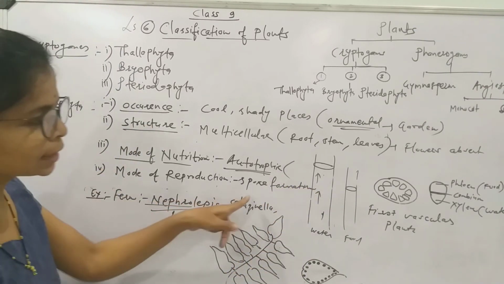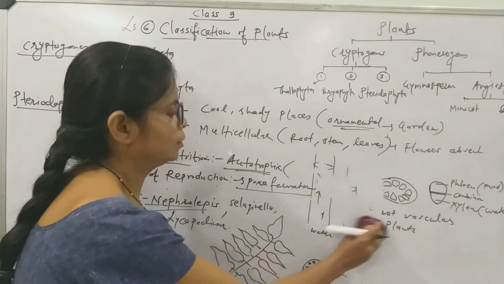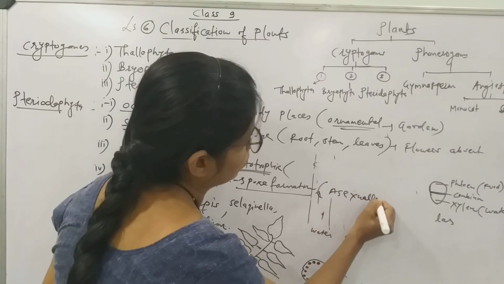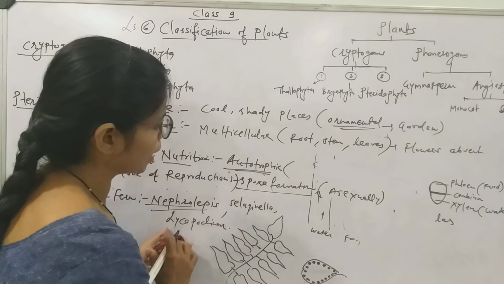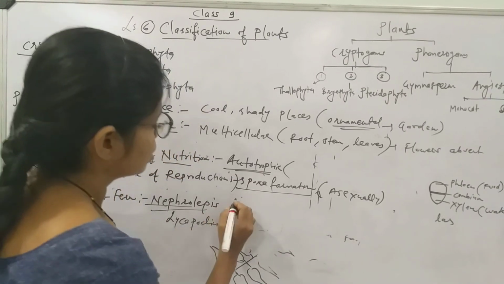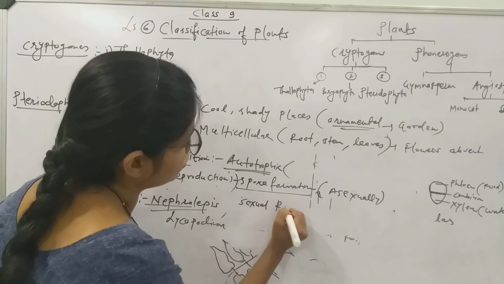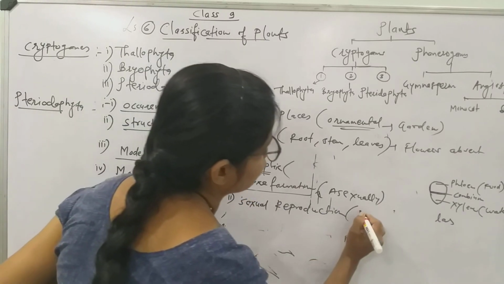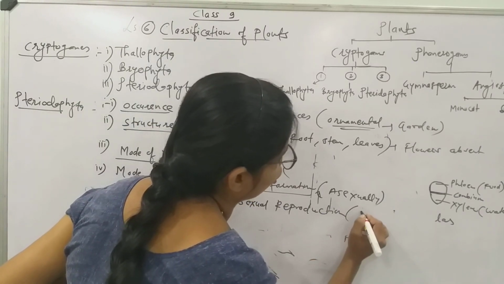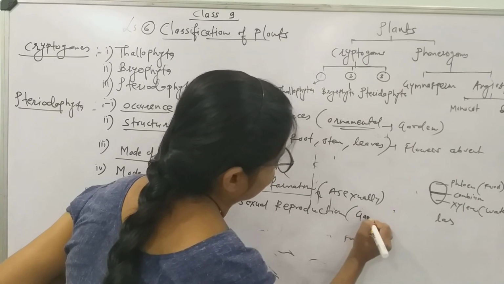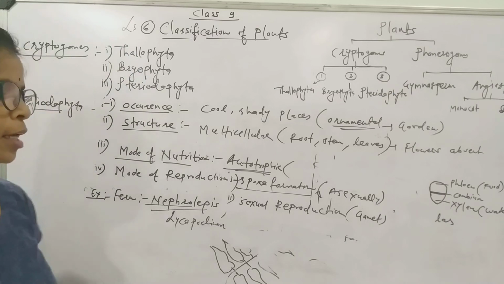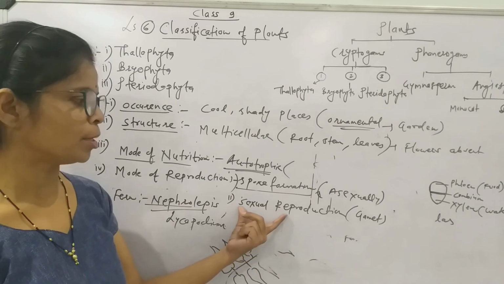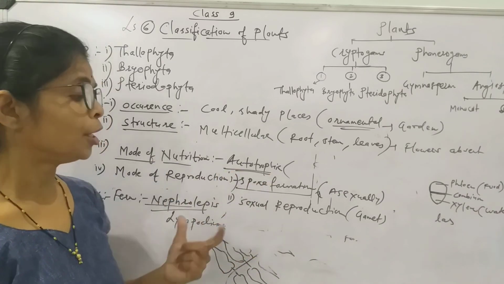So the mode of reproduction takes place by spore formation. This is an asexual method of reproduction. Asexually by spore formation, and again it can perform sexual reproduction also, as there is formation of gametes. Gamete formation is there and there is formation of zygote. So this is the sexual means of reproduction and this is the asexual means of reproduction.